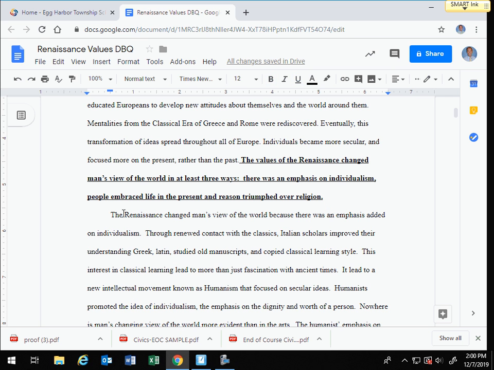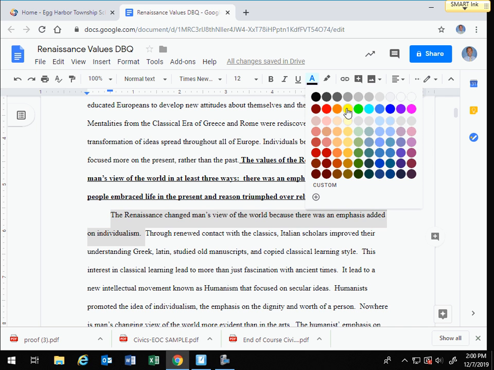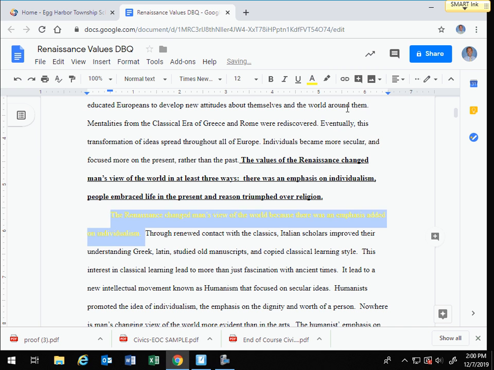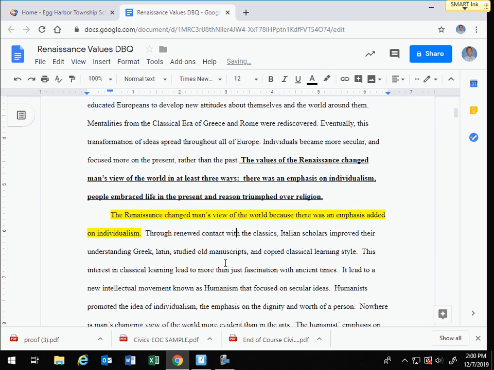So let's take a look at our first paragraph. The Renaissance changed man's view of the world because there was an added emphasis on individualism. There is our topic sentence. All right. And I'm just going to, let's say, make that yellow. Well, it's going to be hard to see, so I'll undo that. I'll highlight it yellow. There we go. So the Renaissance changed man's view of the world because there was added emphasis on individualism. This is what's known as a baby thesis or a topic sentence. It sounds like our thesis.